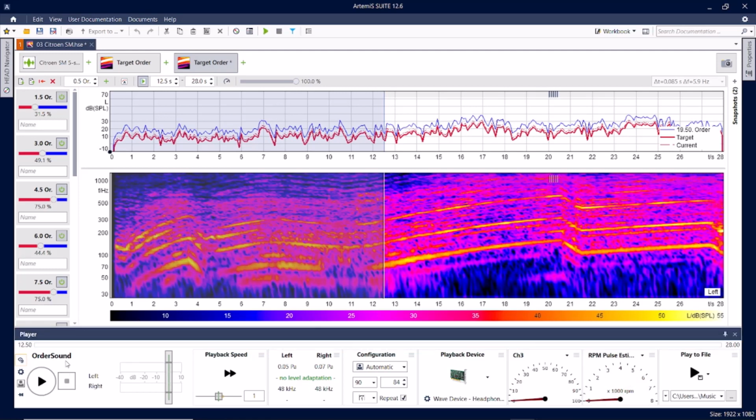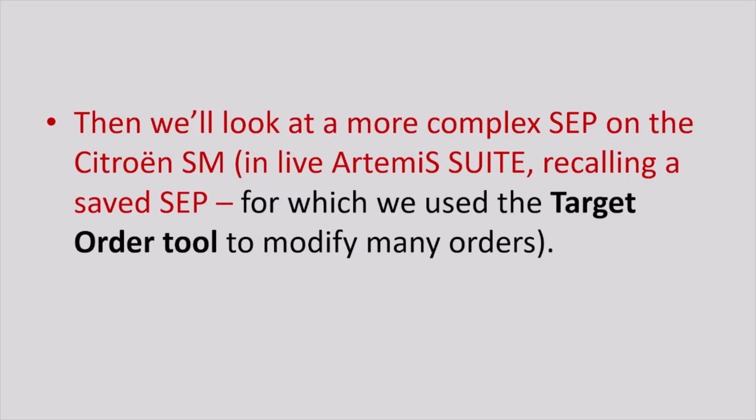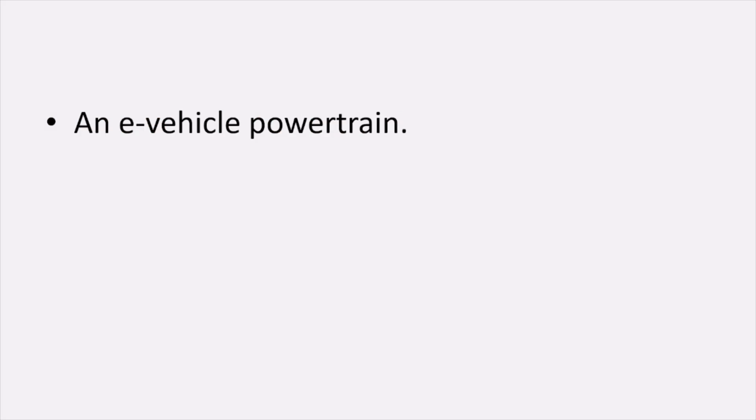Okay, so we are now going to go in the PowerPoint to an electric vehicle example. So back to the PowerPoint. Shift F5. The Citroën SM, we use the target order tool to modify many orders, and you can individually morph between the original and the modified, any modification you like, whether by drawing, by numbers, or by spreadsheet on an individual order. Then you can take the world down or out and hear only the orders or add order. So we demonstrated that. Here is an e-vehicle powertrain. It's a Chevrolet Bolt, and we're going to dive in and have a look at that.